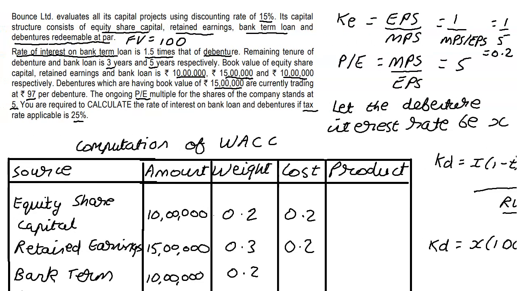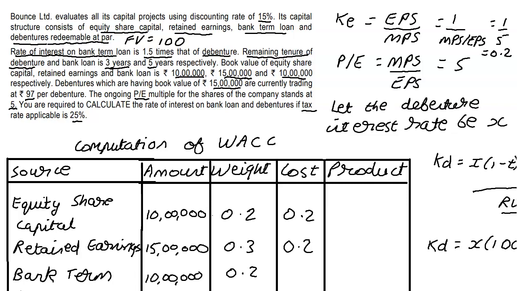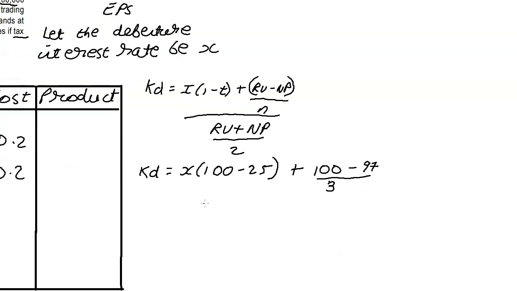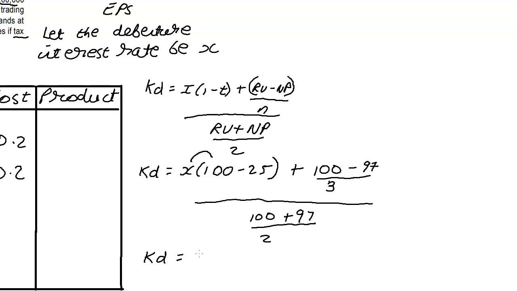And somewhere in the question, they had told us that the remaining tenure of the debenture is 3 years. So it's going to be divided by 3. And the rest of the formula we already know it follows. We have RV plus NP upon 2. And now we simply solve. So we get KD is equal to 100 minus 25, which gives you 75. 75 into what's inside gives you 75x. Similarly, 100 minus 97 gives you 3. 3 upon 3 gives you 1. So it's going to be 75x plus 1.